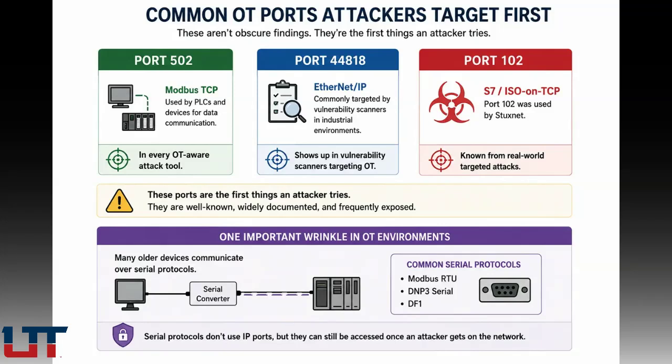One important wrinkle in OT environments. Many older devices communicate over serial protocols. Modbus RTU, DNP3 over RS-232 or RS-485. These devices were built before Ethernet existed or was affordable, and we talked a little bit about serial in a previous video. Serial to Ethernet converters are also called protocol gateways or media converters. They take that serial traffic and wrap it in a TCP IP wrapping so it can traverse a network.